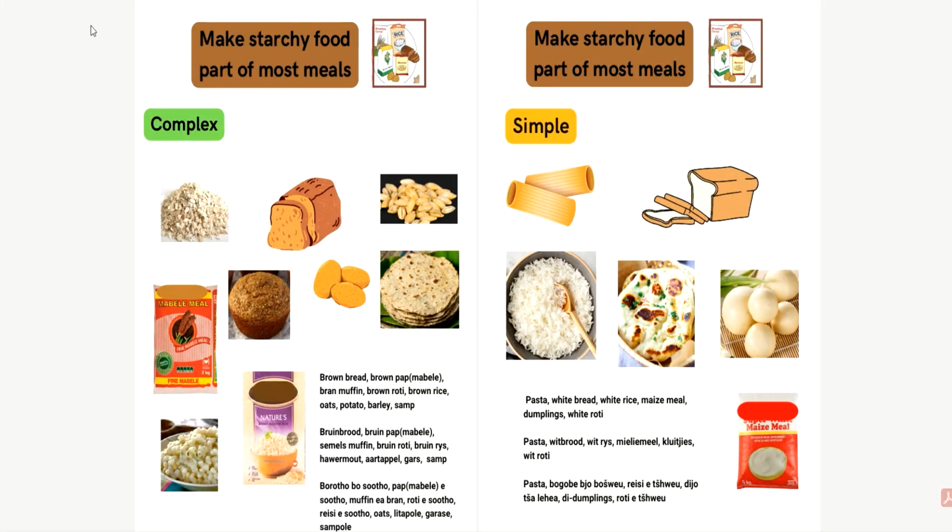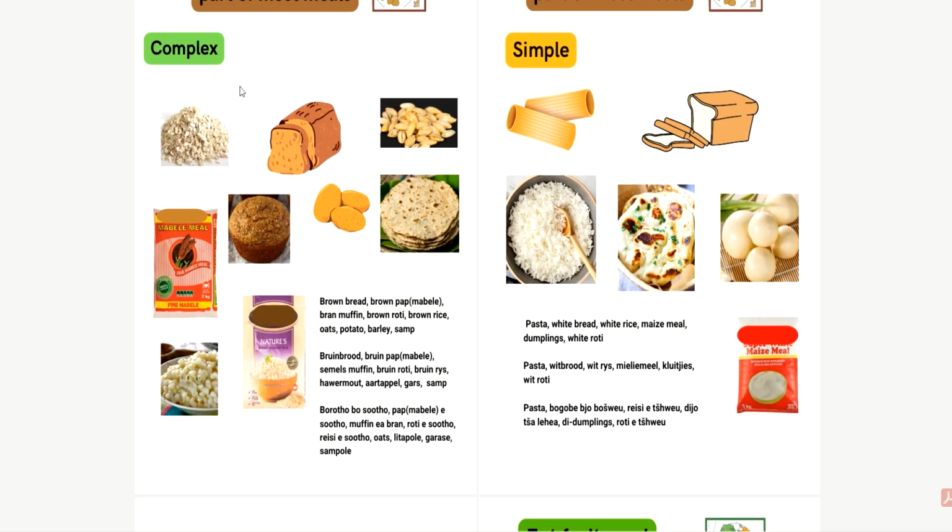So complex starches, simple starches. I use simple with orange, meaning you shouldn't be eating them too much. I use the complex with a green background to indicate that you can have them every day because they are lower in GI. So green means go, you can go ahead and have them, for example.